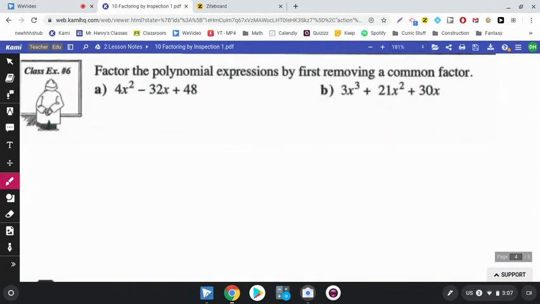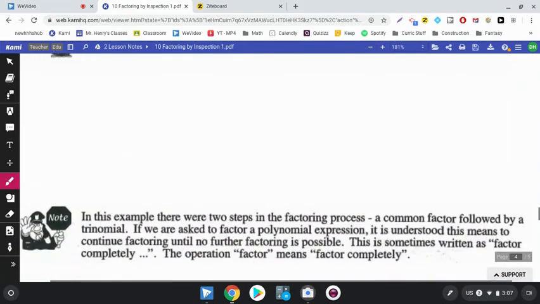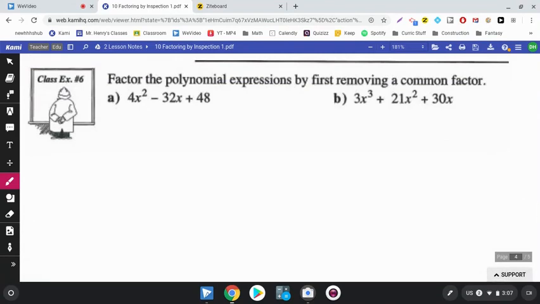Last question. Factor the following polynomial expression by first removing a common factor. There's a comment down at the bottom: there were 2 steps in this one. As we learn more and more types of factoring, I'm always going to say factor it completely. Factor it all the way. Factor out as much as you possibly can. So the first type of factoring I would look at is factoring out the common factor, which in this case is 4. Factor out the GCF. And I get left with x squared minus 8x plus 12.